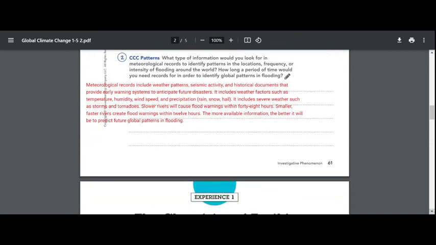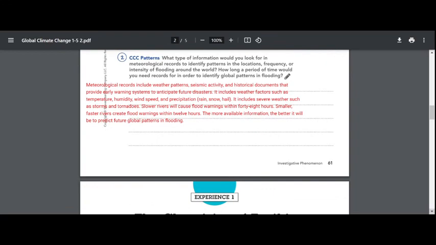And so for the next one, question 2, it states, what type of information would you look for in meteorological records to identify patterns in the locations, frequency, or intensity of flooding around the world? How long a period of time would you need records for in order to identify global patterns in flooding?